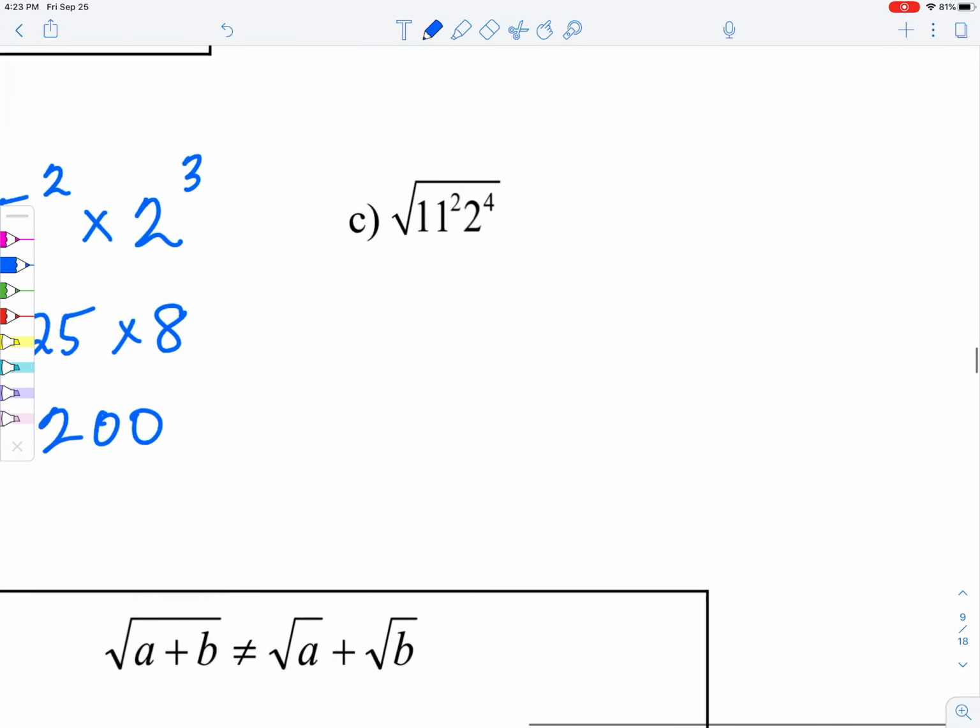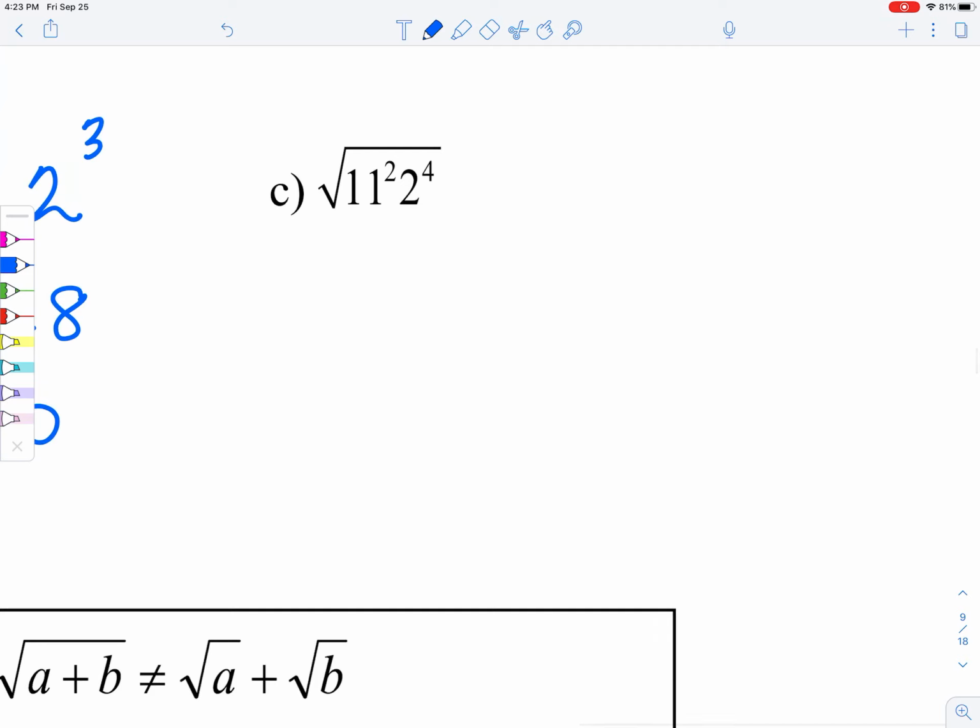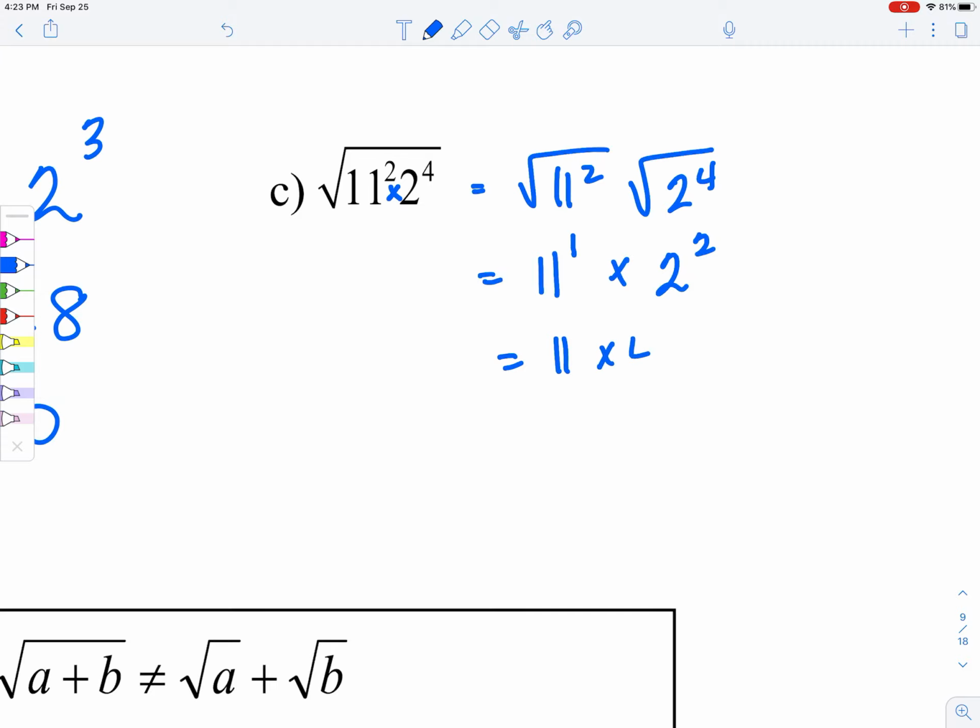In question C, we've got 2 powers underneath our square root, but they're still just multiplied together. So we could write this as root 11 squared times root 2 to the 4. And now we follow the rule. Base stays the same, exponent gets chopped in half. So 2 would become a 1 times base stays the same, exponent gets chopped in half, so 4 turns into a 2. So we'd get 11 times 4, which is 44.